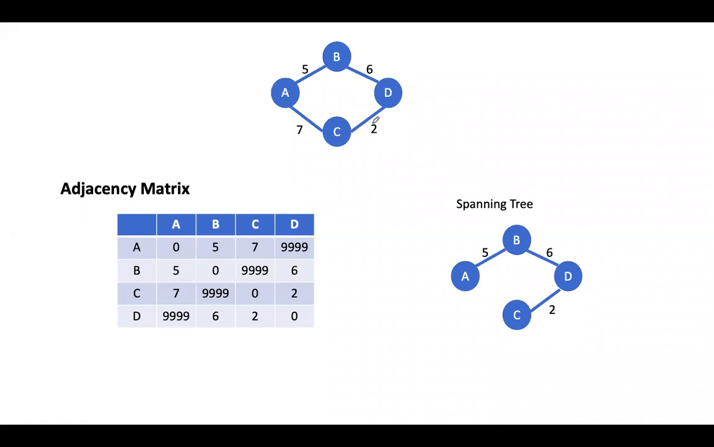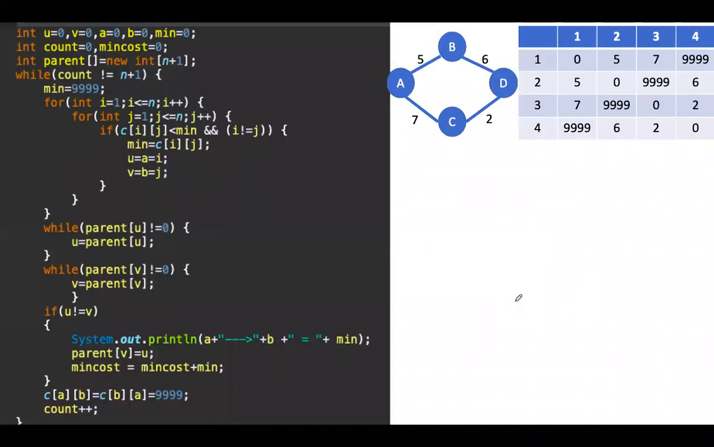spanning tree output for this given graph. Okay, we shall trace the program for this particular graph. Nodes, instead of A, B, C, D, we will take it as 1, 2, 3, 4. Okay, nodes 1, 2, 3, 4. Distance between 1 and 2 is 5. 2 to 4 is 6. And this is the node 3. 3 to 4 is 2. So this is the output we should get. This is the spanning tree. Total cost should be 13. So this output we should get.